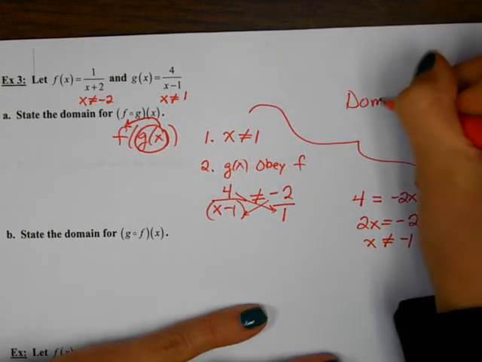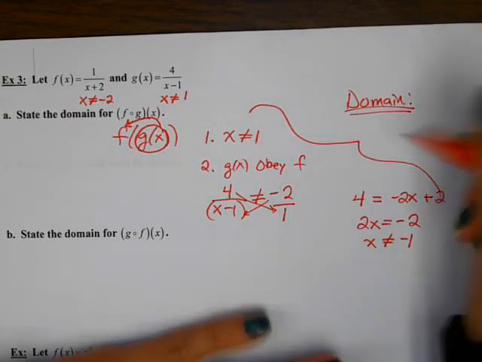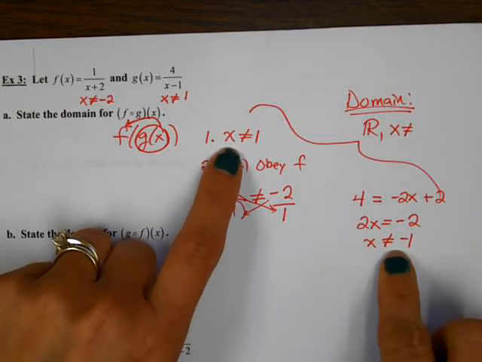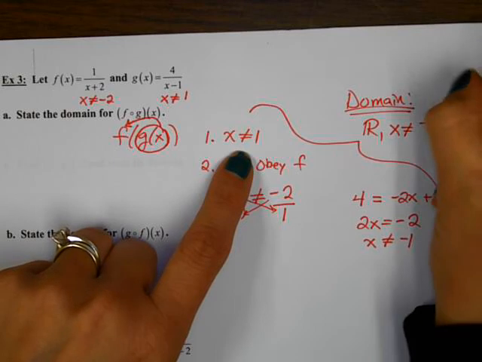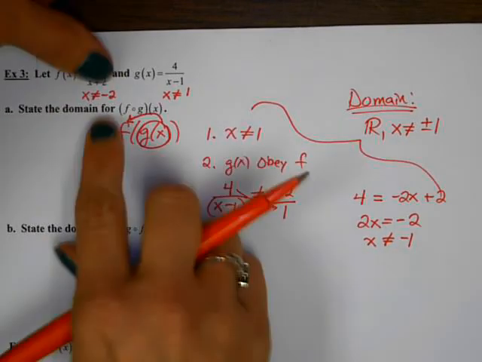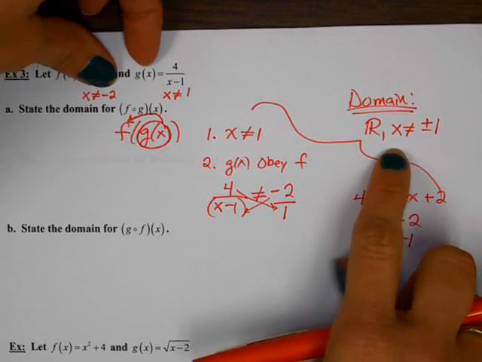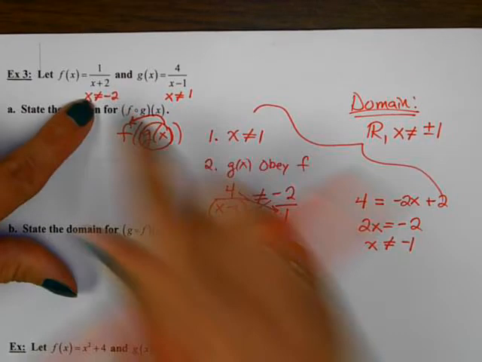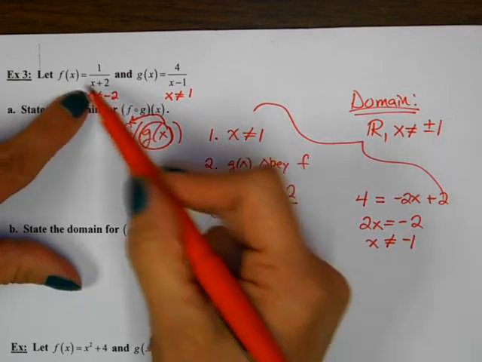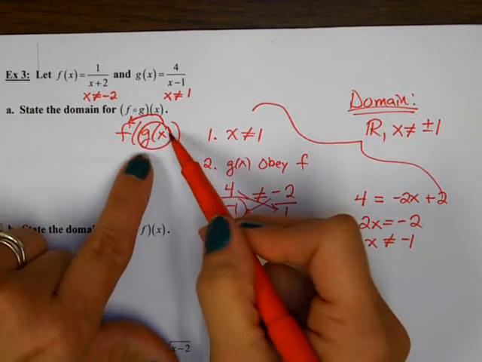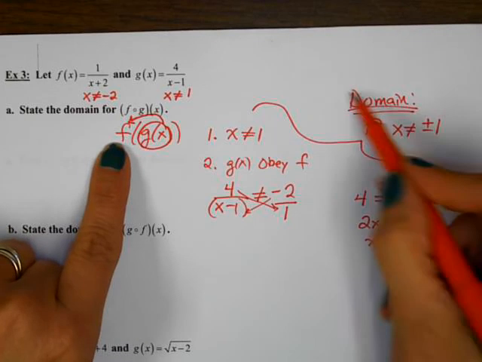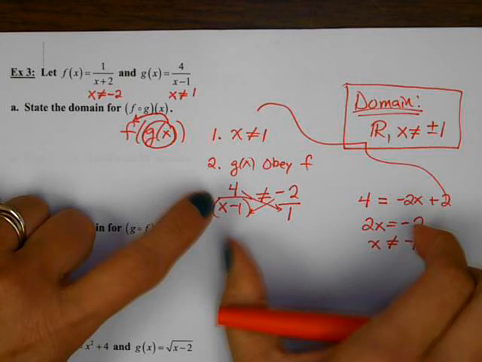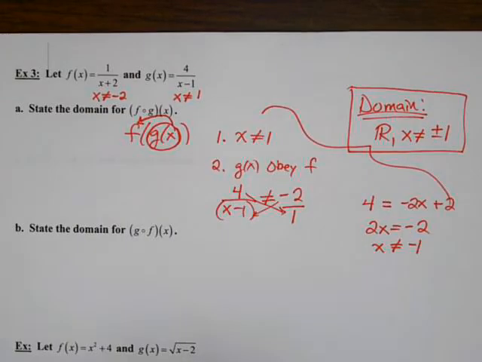So the overall domain is all reals except x cannot equal plus or minus 1. Now, do I state -2? No, you don't add that to the domain restriction. x's not equaling -2 doesn't really happen. x's never go into f. x's go into g, and the g of x function goes into f. So you have to follow the 3-step process. Step 1, step 2 shows work, and then you put them together.